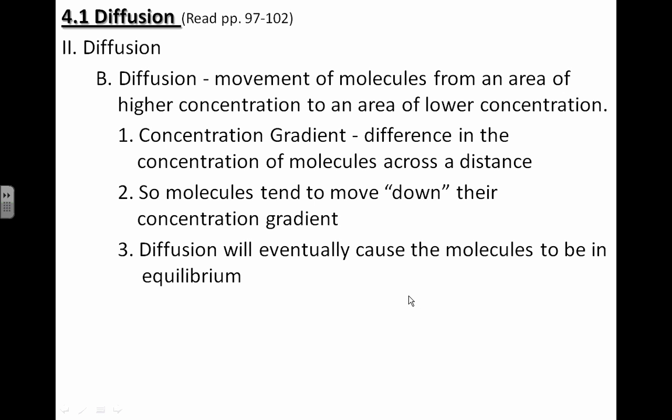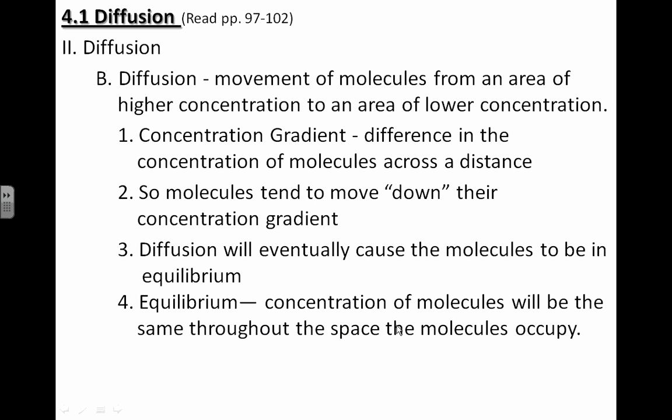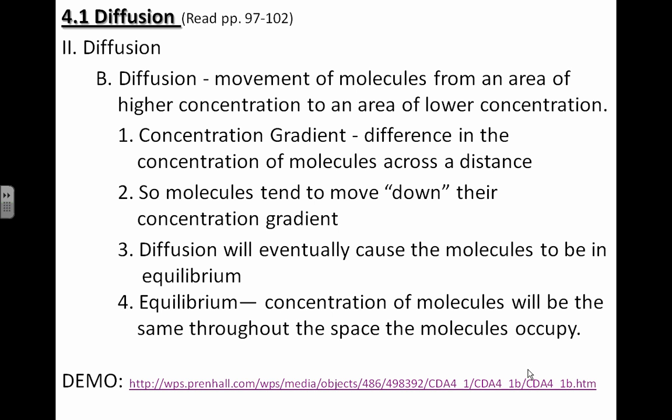Diffusion continues until all the molecules are said to be in equilibrium, or in other words, there's no longer a concentration gradient. So equilibrium is when the concentration of molecules will be the same throughout the space that the molecules occupy. Here's another demonstration where we're going to focus more on diffusion across the cell membrane.